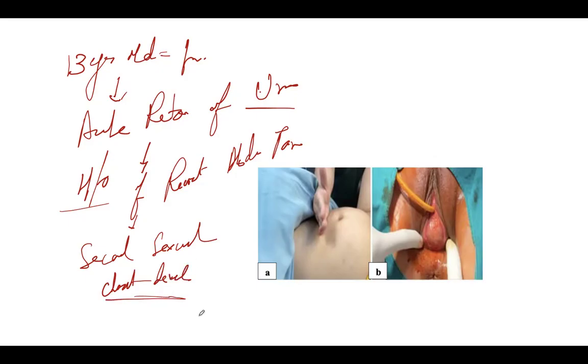So what you will see, there is a suprapubic swelling present, and a bluish tinge bulging from the introitus. Okay, so these are the features of cryptomenorrhoea.